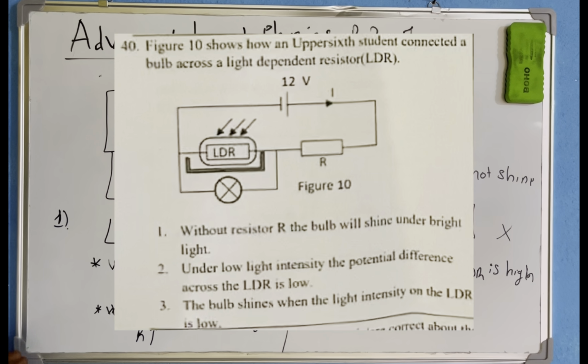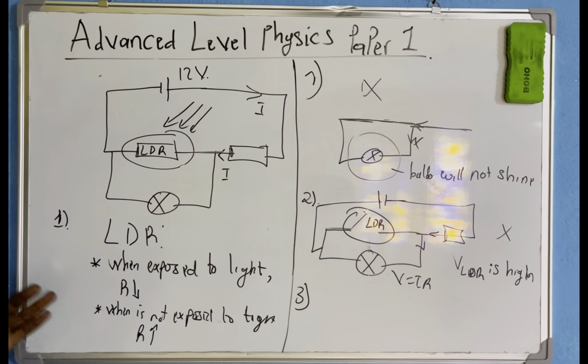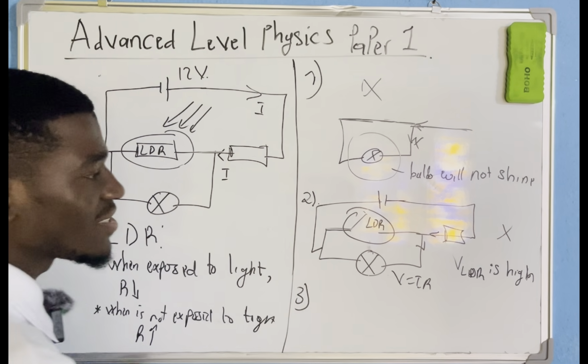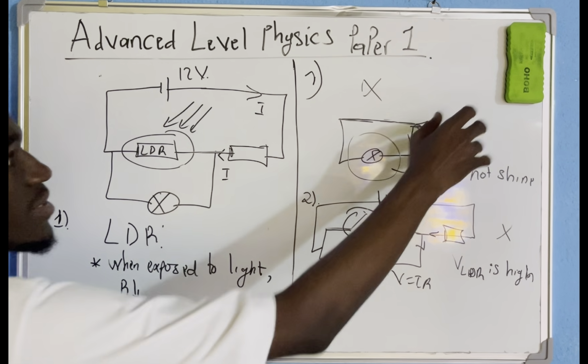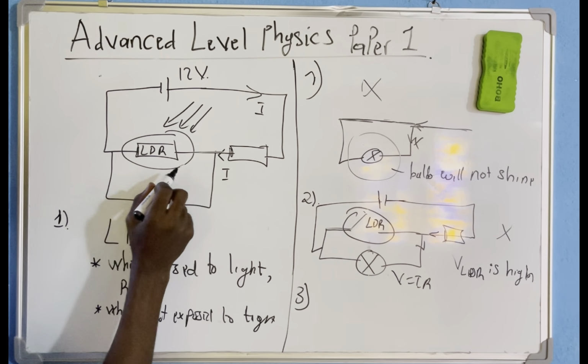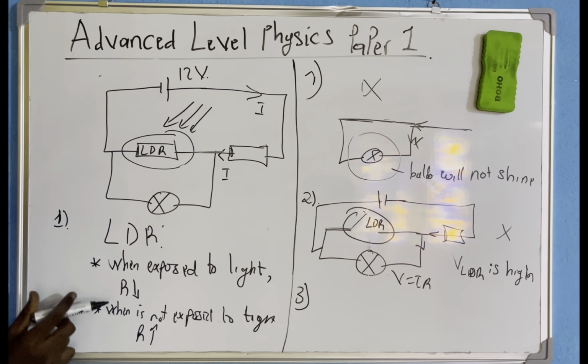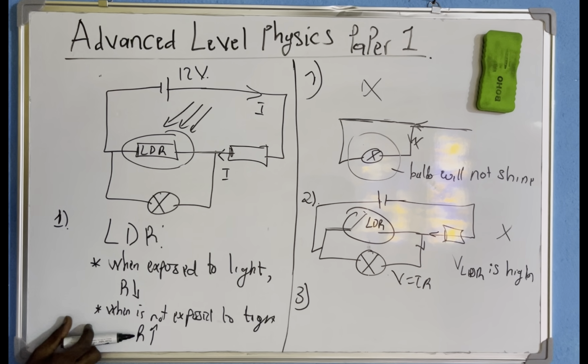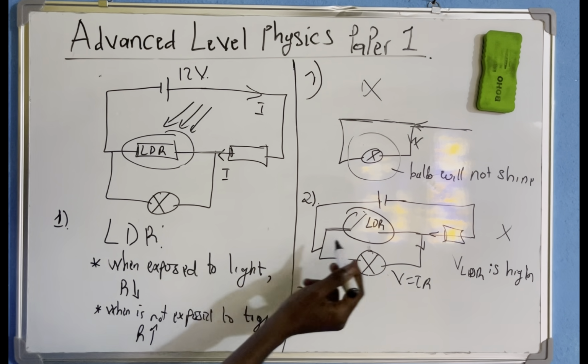Very correct. The bulb will shine when the light falling on the LDR is low. Look up. When the light falling on the LDR is low, what does it mean? Let us choose: the resistance of the LDR is high. It means that the resistance of the LDR is high. We are still under this case.